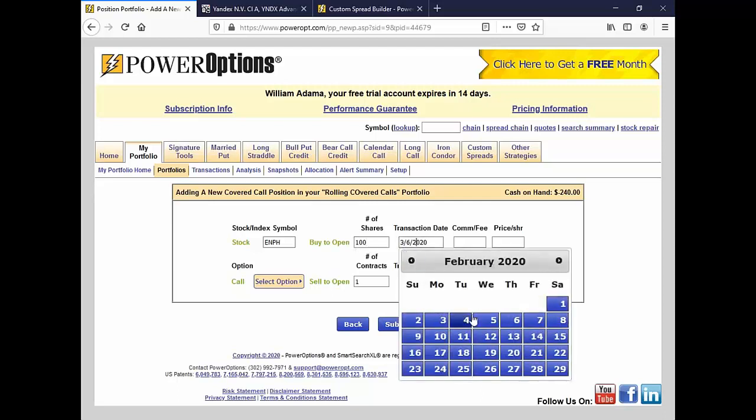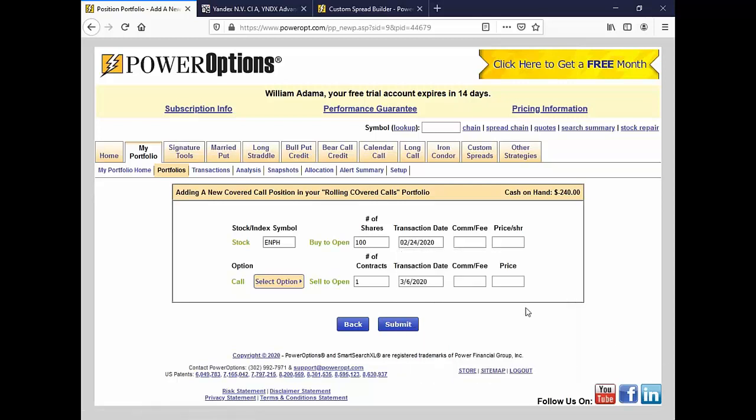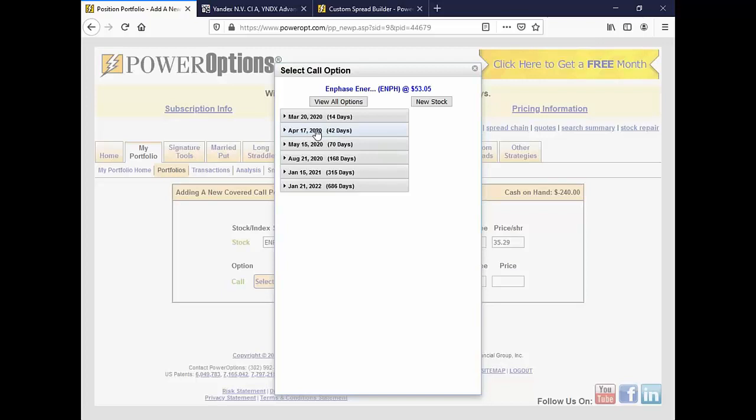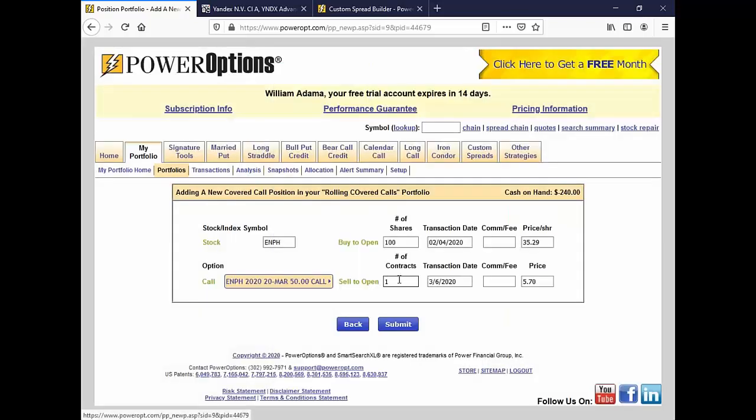I know you'd have a different share block, but the math is going to be the same, essentially. And you said 2/4. Is that correct? Yeah. Okay, 2/4. And your price per share was $35.29. Now, recently we sold the March 20th expiration, 50, for $8.69. You did that on 3/5. Oh, you did that yesterday. Okay. All right. There's our covered call position entered nice and neat.